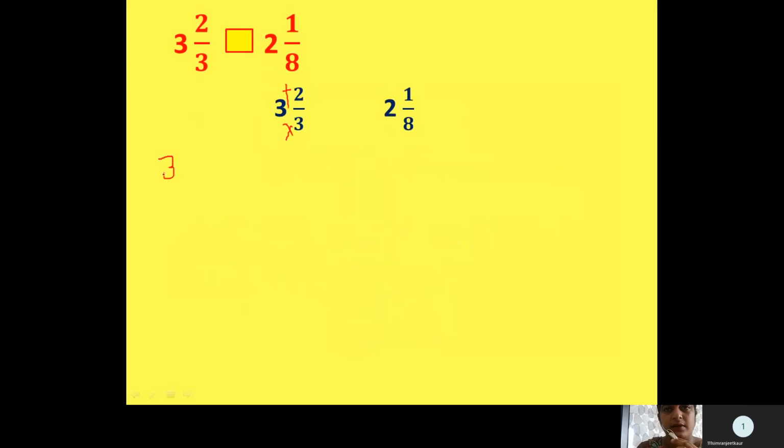Now let us start. We will first write 3 into 3. Then we will add 2 to the answer. In the denominator we are having 3. Now 3 3s are 9 plus 2. We get here the fraction 11 by 3.